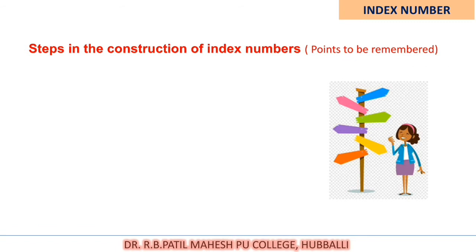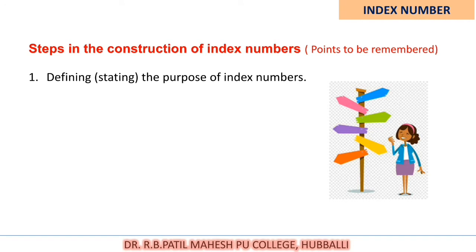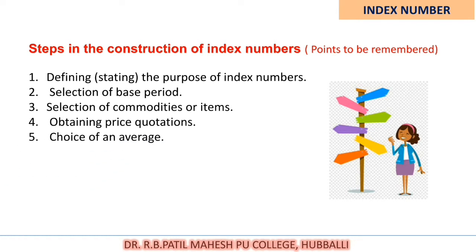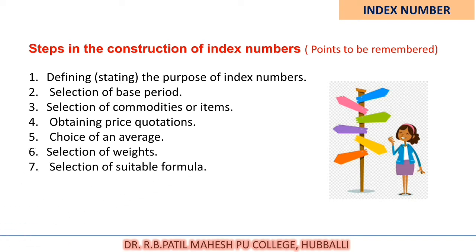So, steps in the construction of index numbers. While constructing index numbers, there are points to be remembered. These points are very important. The first step is defining the purpose of the index numbers. The second step is selection of base period. Third is selection of commodities or items. Fourth, obtaining price quotations. Fifth, choice of an average. Sixth, selection of weights. Seventh, selection of suitable formula.